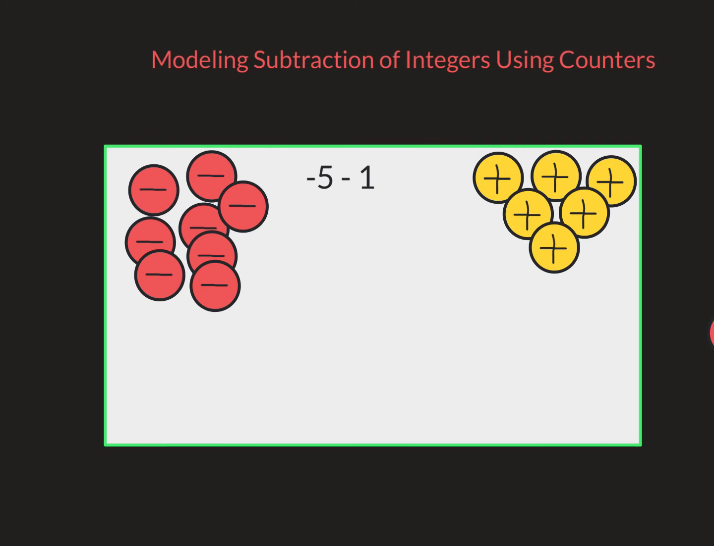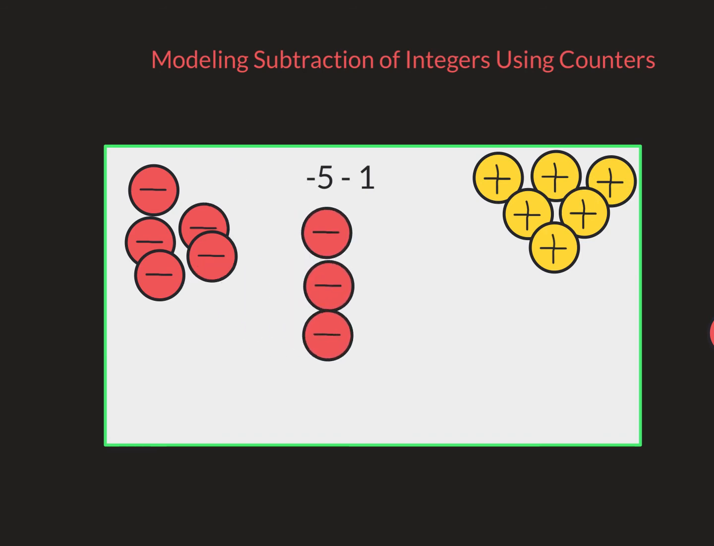Okay, well, hopefully you paused the video and you tried it out on your own. Again, I'm going to start with negative 5. Okay, we're just starting with negative 5. So in our case, we know that that's 5 negative chips. So 1, 2, 3, 4, 5. And I want to get rid of 1 chip. Okay. And I'm going to get rid of 1 positive chip. The reason we know that is there's no parentheses here letting us know that it's a negative. So we're just getting rid of 1.